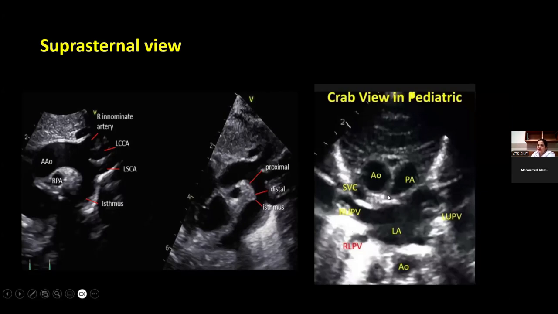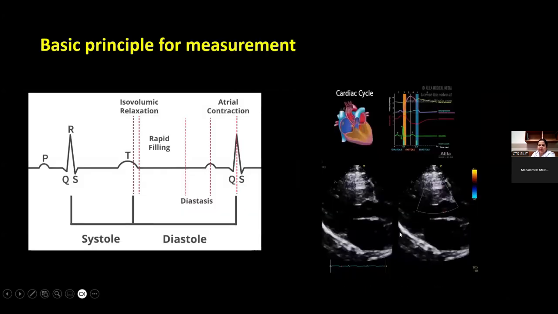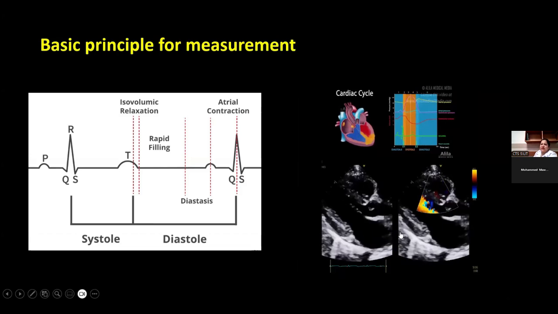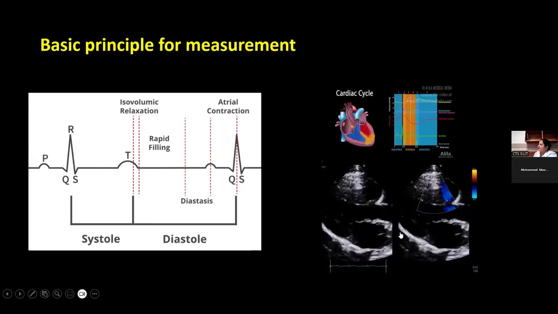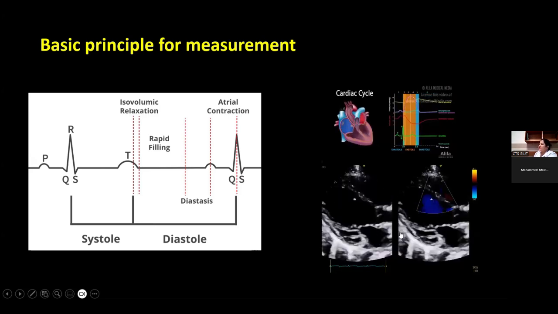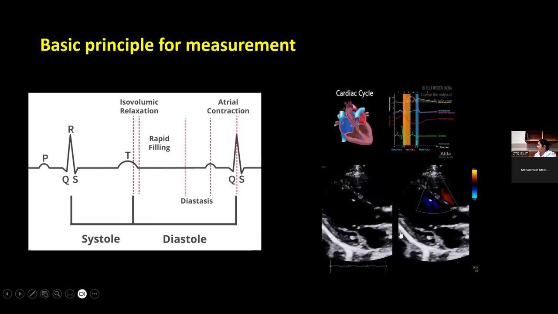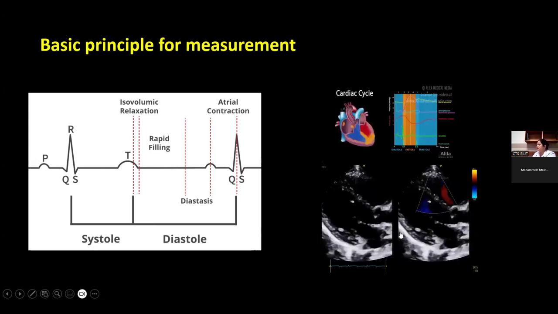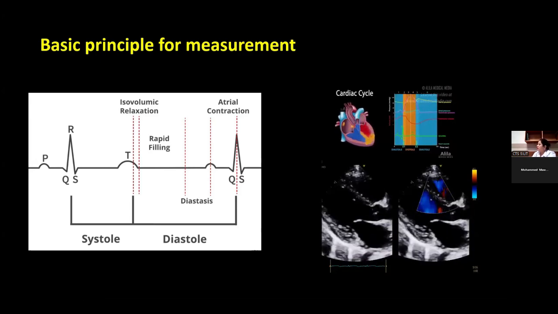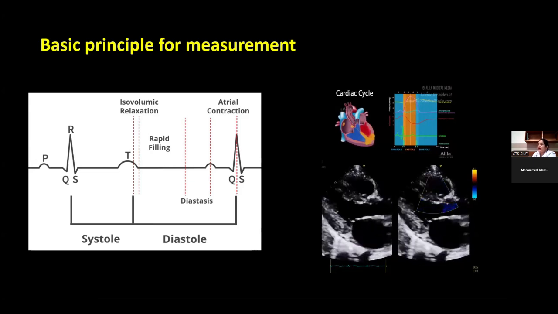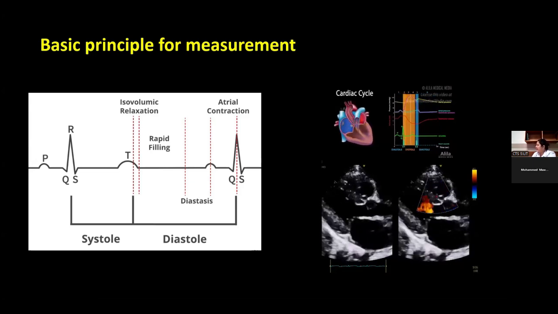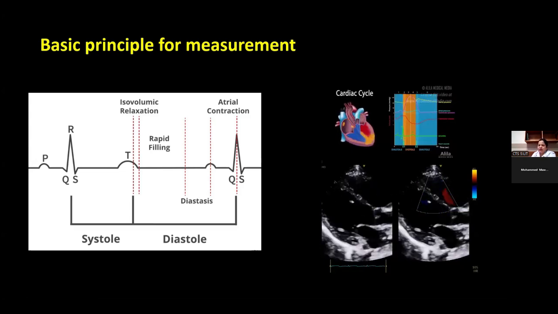We used to say this is the crab view, and this is the LA where all the pulmonary veins are draining into it. Now, before moving forward, these are the basic principles for the measurement, and why the ECG placement is necessary. For identification of the cardiac cycle, we have two basic phases, diastole and systole, and if we know where the diastole and the systole are, then we can do the measurement, and we can identify our bread and butter cases like VSD, direction of the VSD, and the others.